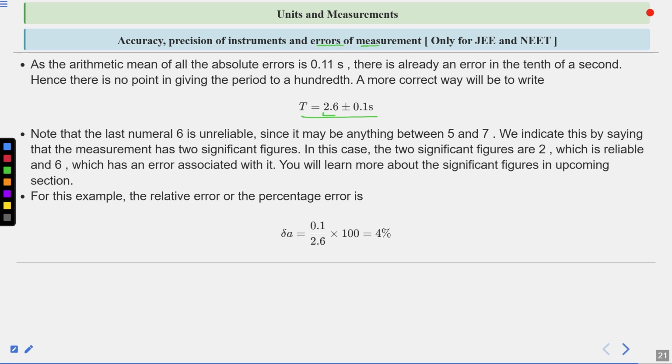Errors of measurements are not given in the NCERT book. This is part of JEE and NEET. In upcoming lectures, we will learn significant figures, which are part of NCERT. So this concept is very important for JEE and NEET. Okay, 0.1 and 0.11: here we choose the value of absolute error as 0.1. You can also choose this one. Yes, the old NCERT had this topic.